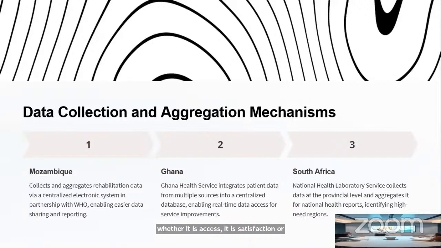Now, in South Africa, the National Health Laboratory Services does the same thing, collecting data from various provinces and aggregating them into their national health reports. And this helps them to identify where there are high needs from the various provinces.